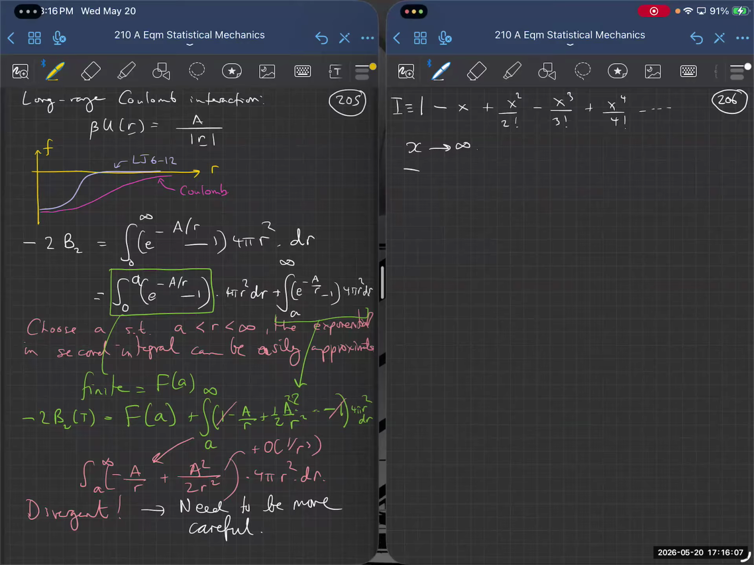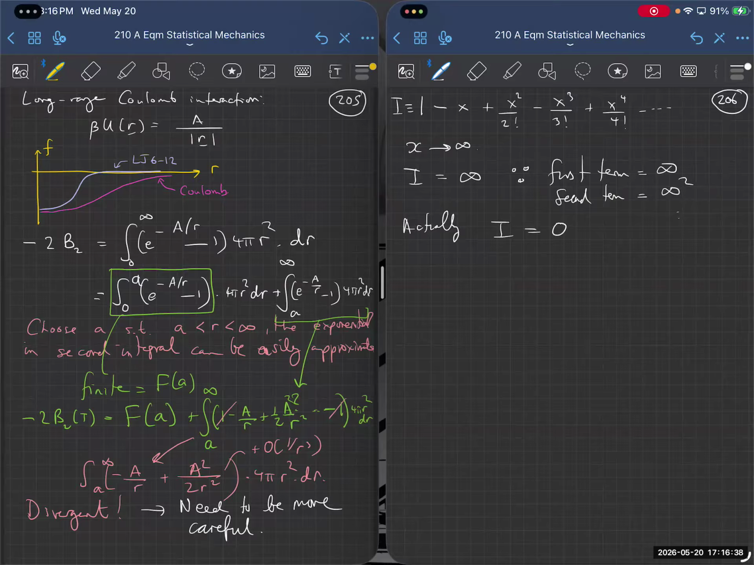So then you may say, aha, I is infinity, because if I take x goes to infinity, the first term is infinity. Second term is infinity. Well, it's actually infinity squared, and so on and so forth. So obviously, this thing makes no sense. But in fact, the answer is that I is equal to 0.